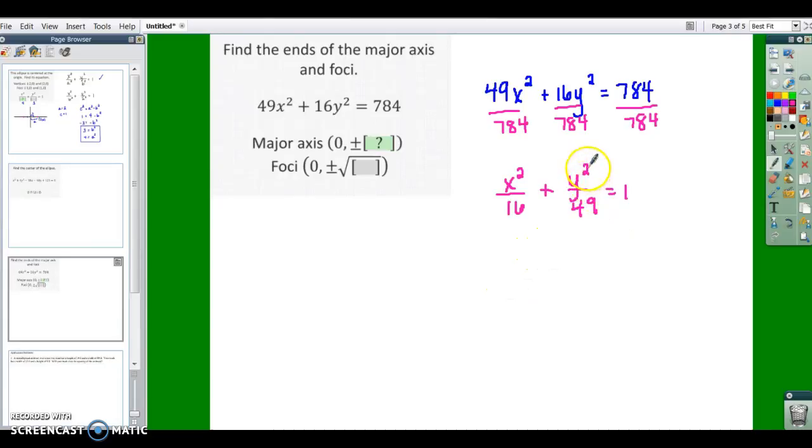The larger number is under the y, which means that it is a vertical ellipse, and our major axis is along that vertical. Okay, and then you know how to find the foci. The foci is just c squared is equal to a squared minus b squared. So I'm not going to do that whole problem because I think you know how to do the rest of it. I just wanted to explain to you how you get it into a form that you recognize.